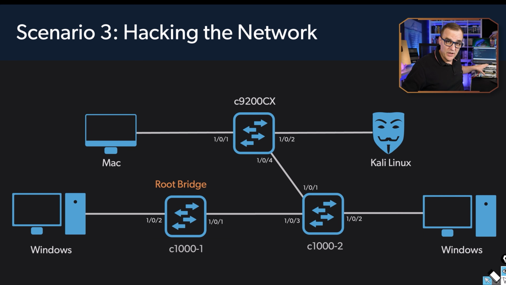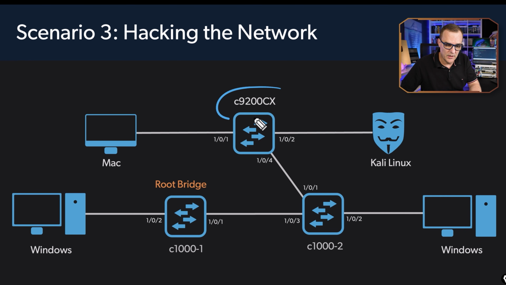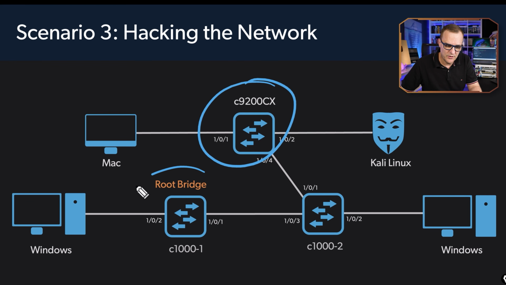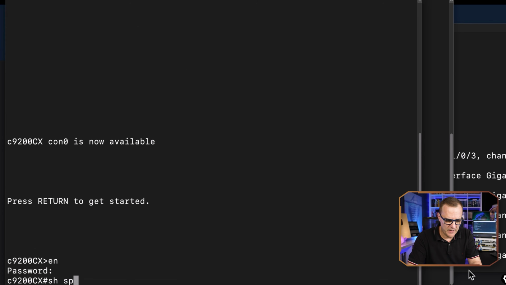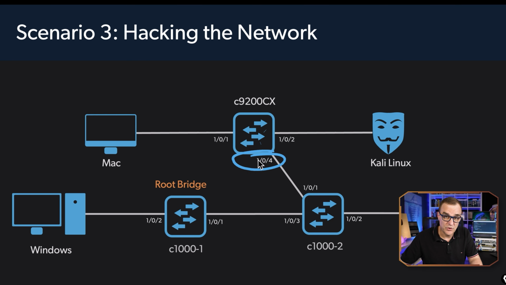So in this topology, I've changed it slightly. I've made Switch 1 the root bridge, so this little 1000 series switch is now the root. I've changed the cables as well, so that the 9200, the middle switch, is now connected to this bottom switch on port 104, and C1002 is connected to the top switch. So from the 9200 series point of view, to get to the root bridge, it has to go via C1002, this bottom switch. We can see that on the switch with show spanning-tree. Its root port is Gigabit 104, this switch in the topology.